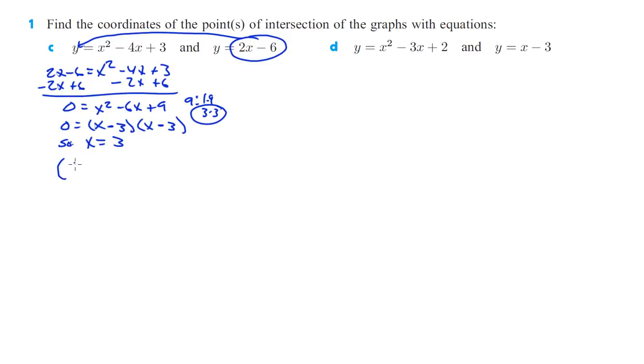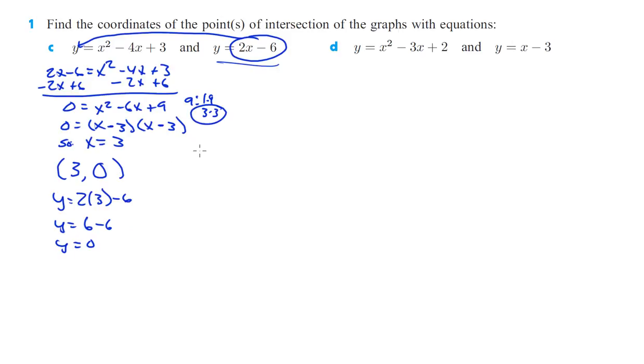So if the x value is going to be 3, we've got to figure out what the y is. So let's use this equation here. So we got y equals 2 times x, which we now know is 3, minus 6. So y equals 2 times 3 is 6 minus 6. The y coordinate is 0.